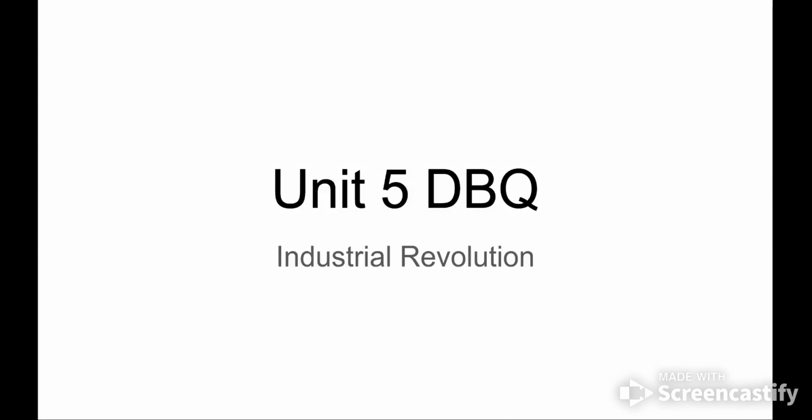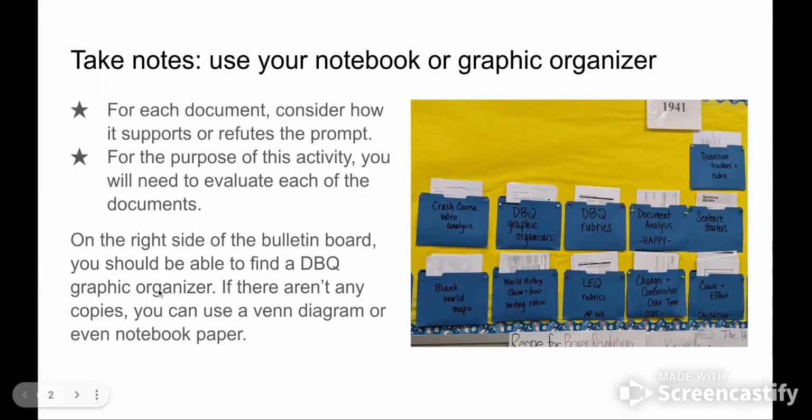Today's activity brings us through getting ready to write our Unit 5 DBQ on the Industrial Revolution. You'll be using either the Venn diagram or the DBQ graphic organizer that are on the back bulletin board. You could even use your notebook paper, but we're going to consider how each document supports or refutes the prompt.